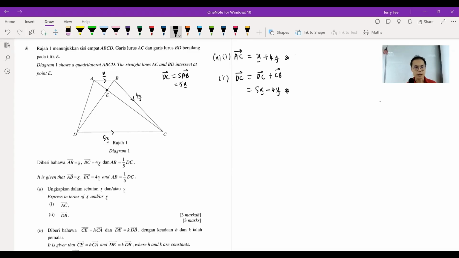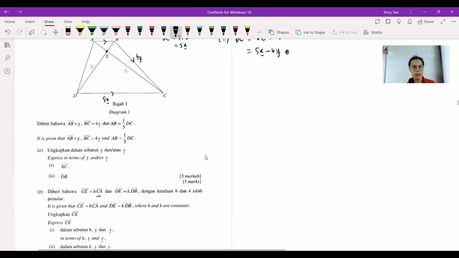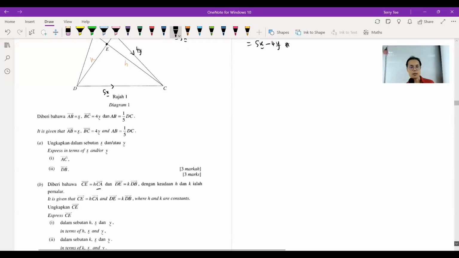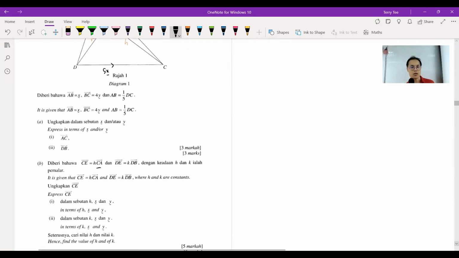All right, next. Diberi bahawa CE is h CA. CE is h times of CA. CA is the whole thing. CE is only h. And DE is k times of DB. DE is kDB. So you're supposed to find the value of h and k, right? Express CE dalam sebutan h, x, and y, and also k, x, and y. Then seterusnya cari nilai h and k.